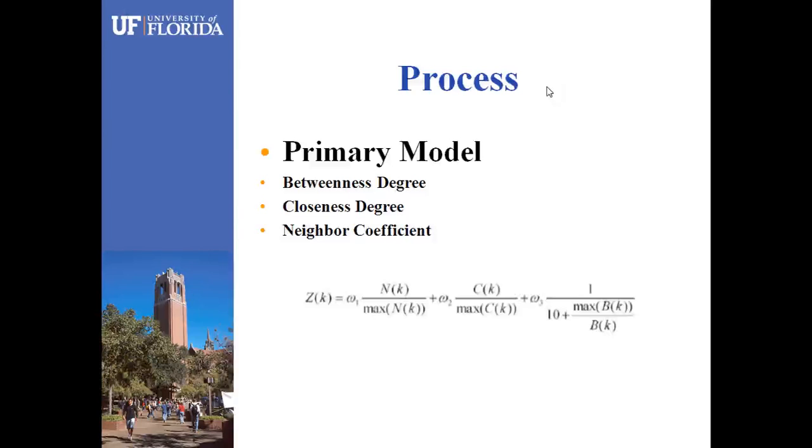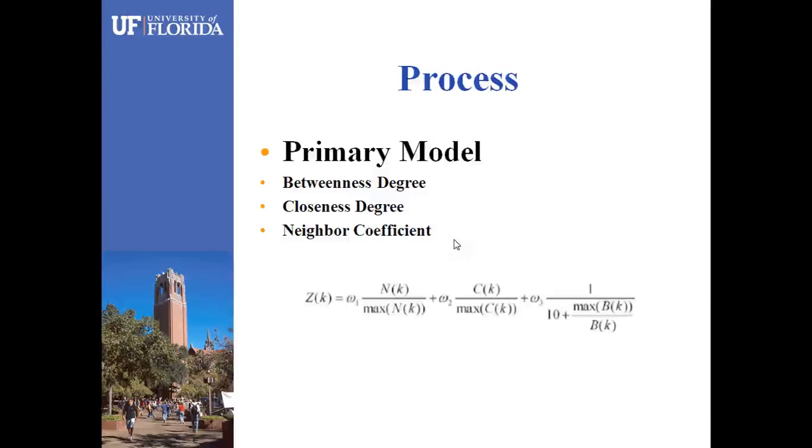In our case, we use 2 models. The first model is the primary model. As our criminal network is a kind of social network, it has all the properties of the network. Actually, we use the betweenness degree, closeness degree, and the neighbor coefficient. Here is the criminal value of our node. Here, let's see why it can represent the criminal value.